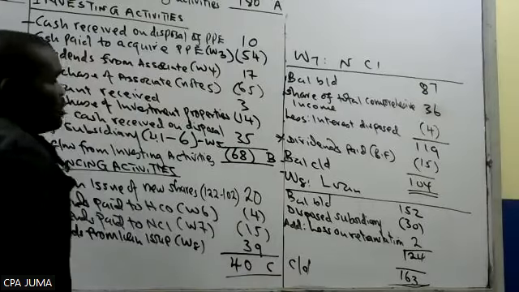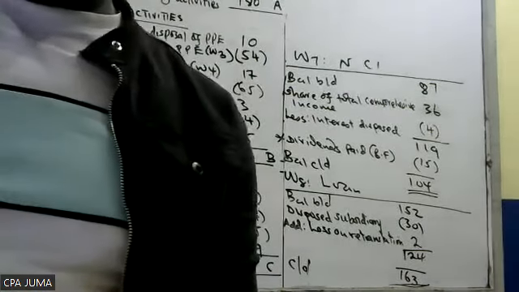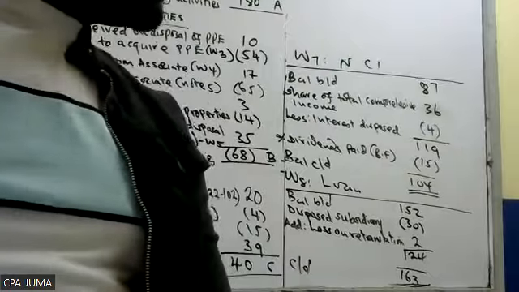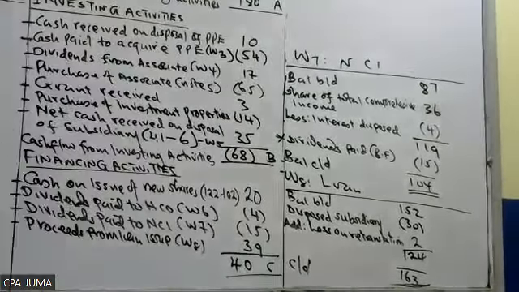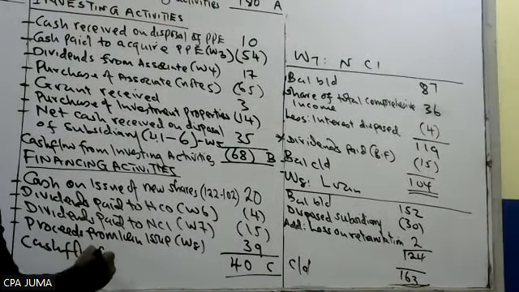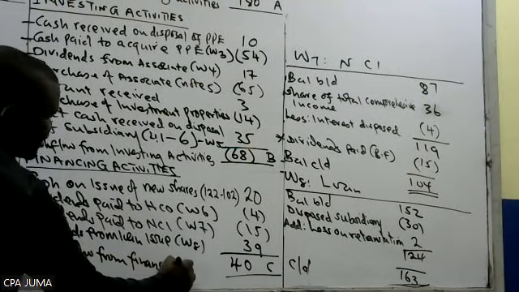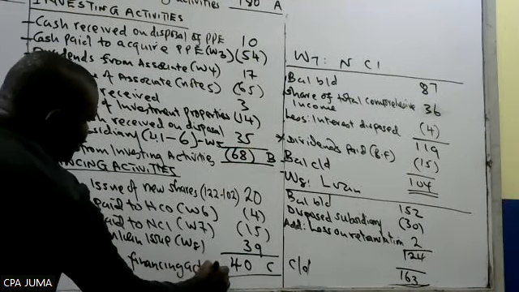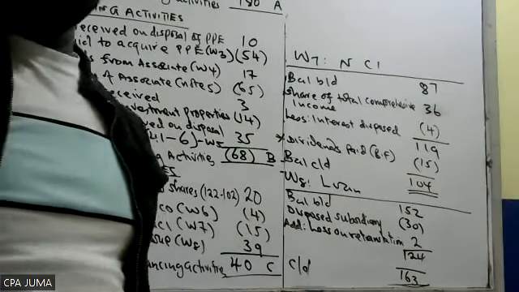Now the truth-teller is coming. Before we go to the new one, we get the net cash flow. So first of all, this is cash flow from where? Financing activities. So the 40 is the cash flow from financing activities.